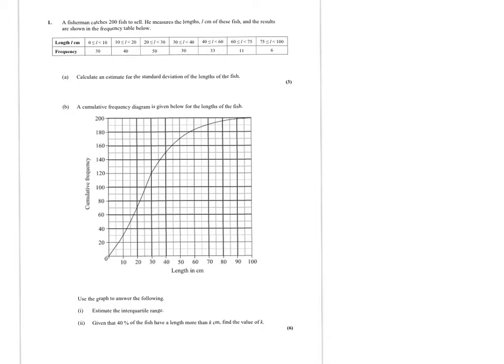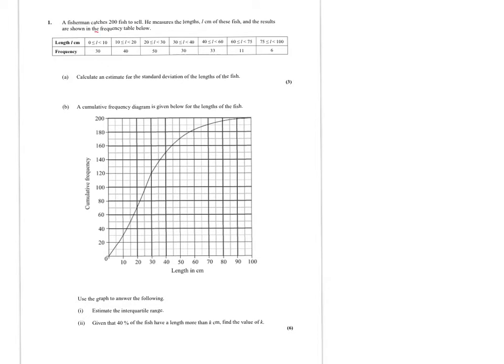So this problem says a fisherman catches 200 fish to sell. He measures the lengths of these fish, and here are our results. So we know here are the different groupings, and here are how many fish are in each group. To calculate an estimate for the standard deviation of the lengths of the fish, this is a good review for many people, we are going to use the mid-interval values. The mid-interval value is just the middle value, the median.